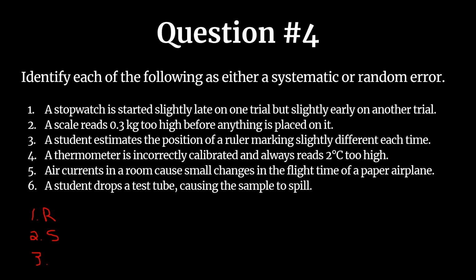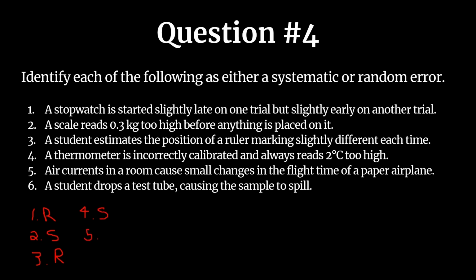Question number 3. A student estimates the position of a ruler marking slightly different each time. Well, the estimate changes each trial because of human judgment, causing small, unpredictable variation. And so, number 3 is also a random error. Number 4. A thermometer is incorrectly calibrated and always reads 2 degrees too high. Well, because the thermometer is miscalibrated, all readings are going to be shifted in the same direction, so this is a systematic error.